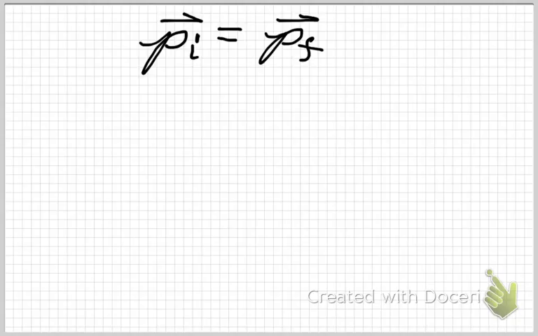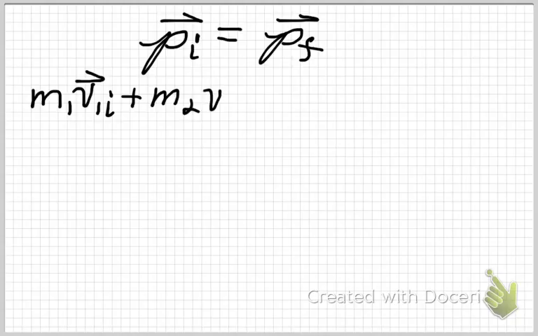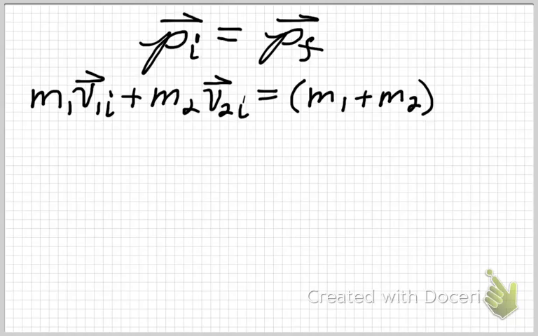So if both objects are moving before the collision, I have mass 1, velocity 1 initial, plus mass 2, velocity 2 initial. I have the arrows over the velocities because they could end up being in the positive or negative direction. After they collide, they stick together. So I have mass 1 plus mass 2, and they move together with the same velocity, and that will be velocity final.